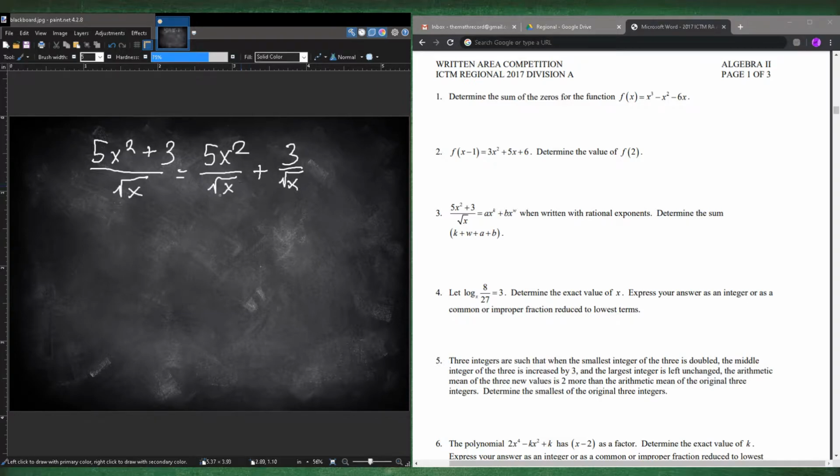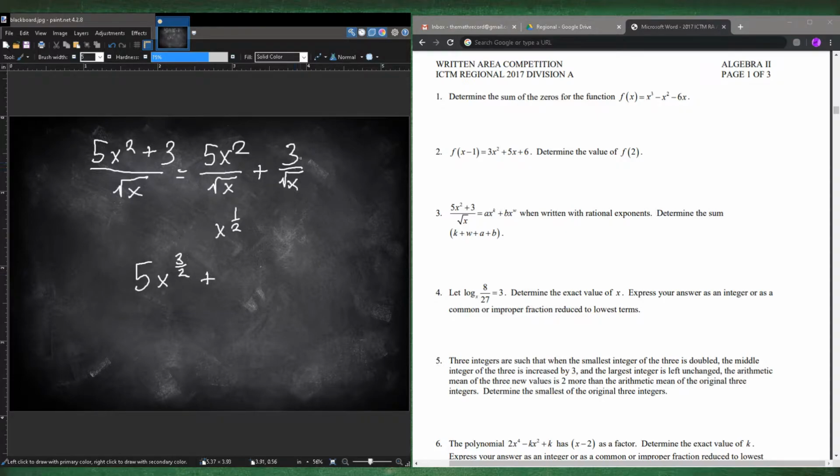Square root of x is basically the same thing as x to the power 1/2. When you're dividing exponents, you're just subtracting the exponents. So x squared divided by square root of x is just x as the base and 2 minus a half. So 2 minus a half is 3 over 2. So 5x to the power 3 over 2.